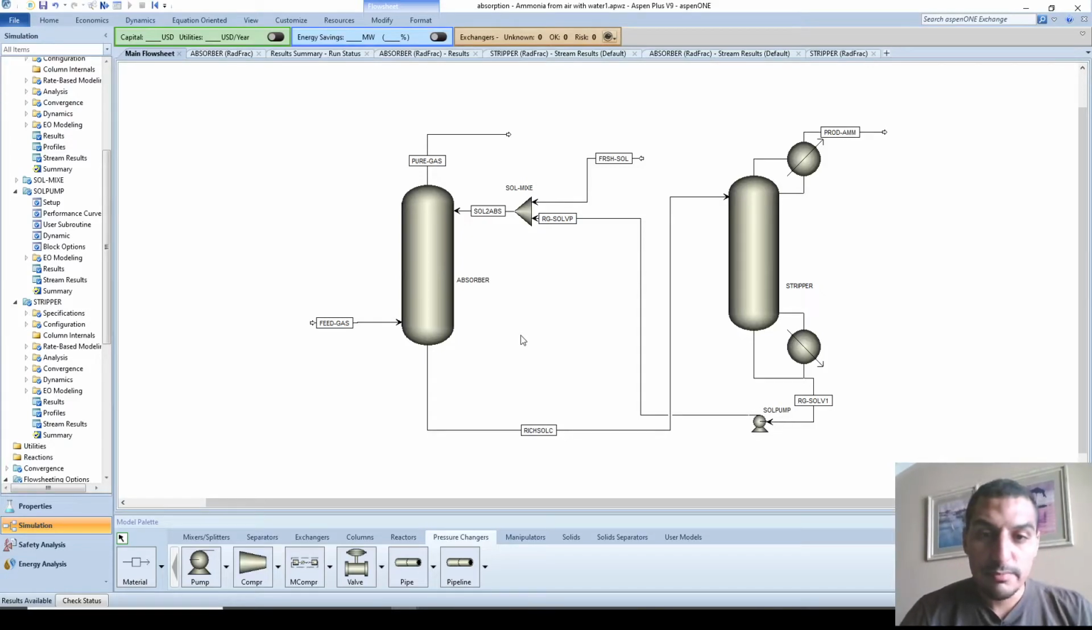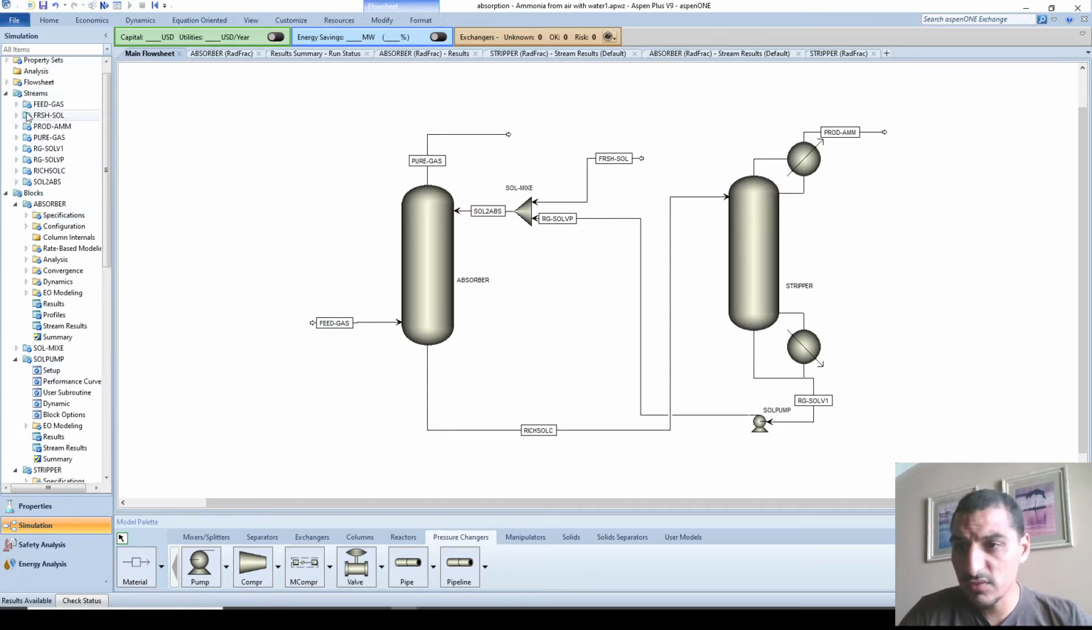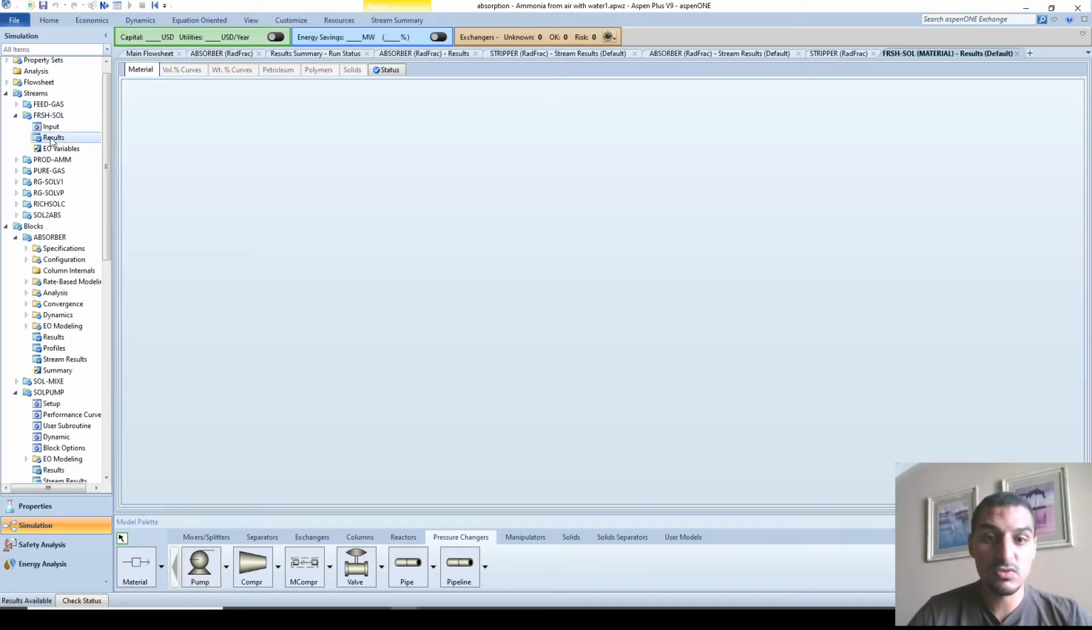Okay, so back to the problem. We are trying to figure out why the absorption column is not operating well after doing the recycling, fixing the inputs of the stripper, and adjusting the flow rate of the fresh solvent. We can now check the flow rate of the fresh solvent, by the way, so that we know how much makeup of the solvent we are using.